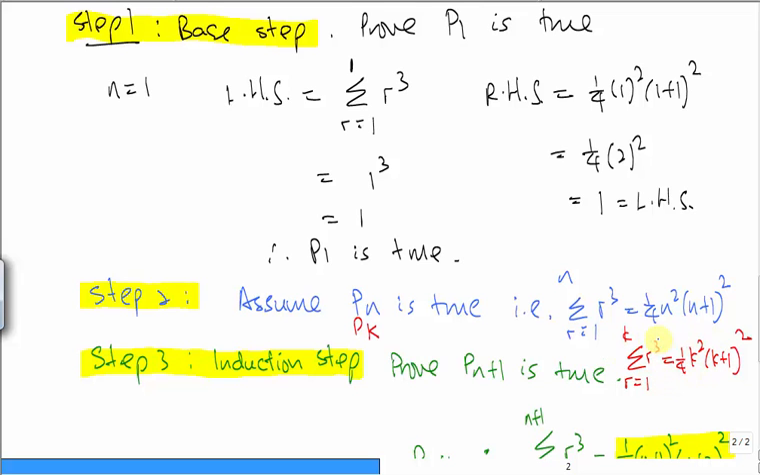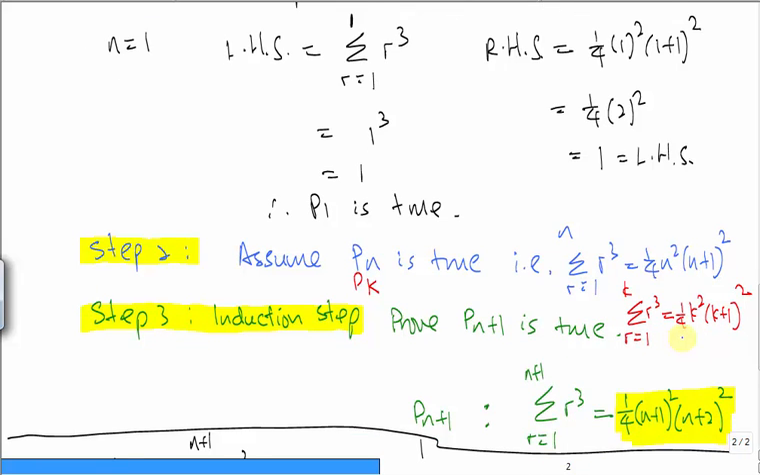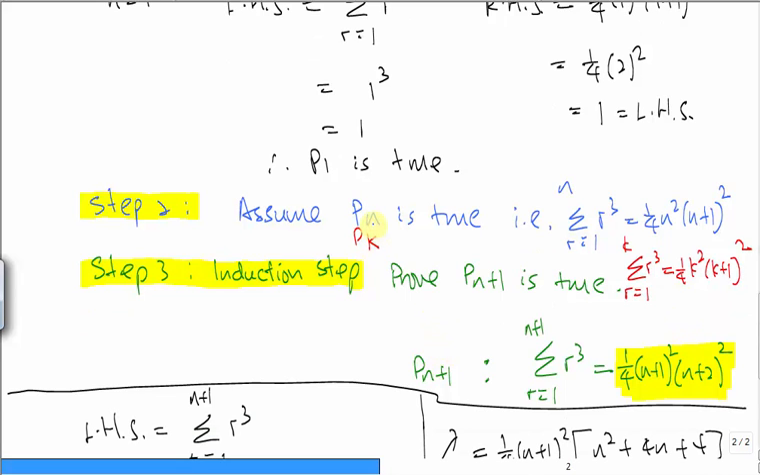Similarly, if we rewrite the Pn by Pk, here we have to rewrite as Pk plus 1. So Pk plus 1 will be summation of r equal to 1 to k plus 1 r cubed equal to 1/4 k plus 1 squared k plus 2 squared. In short, it's okay to write as Pn, and it's equally okay to write as Pk. There's no difference. This is only a use of different symbols.